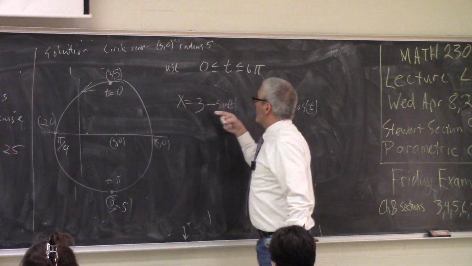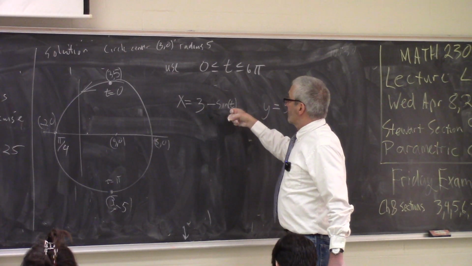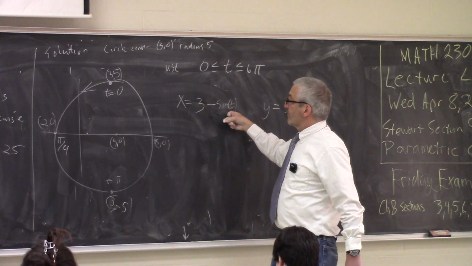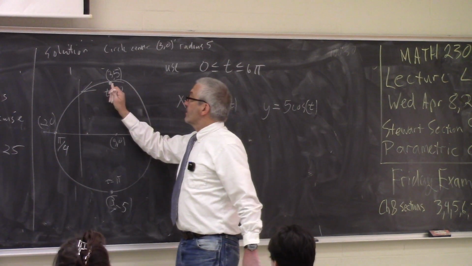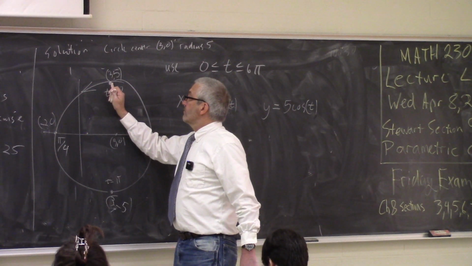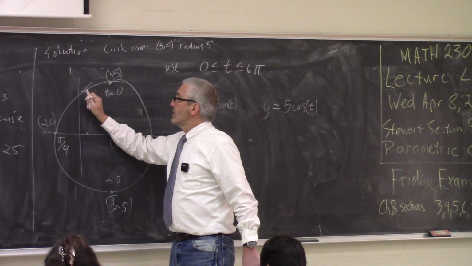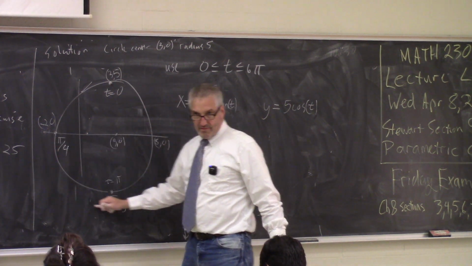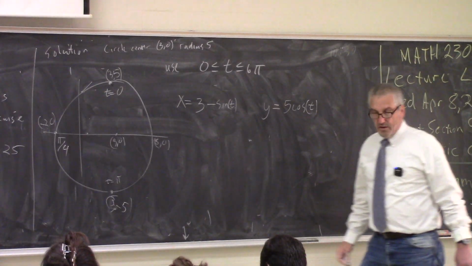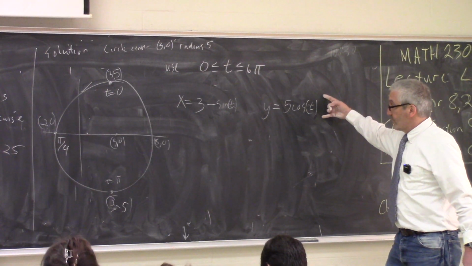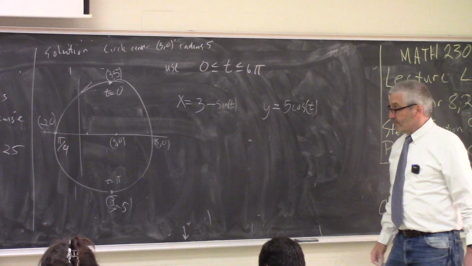So that as time grows from 0, sine starts to grow, so x starts to shrink. So we start here, and as time grows, the sine starts to grow, so x starts to shrink, and it actually begins to go negative. So there we go. There's our formulas. Both of these are periodic with period 2 pi, and that does it.